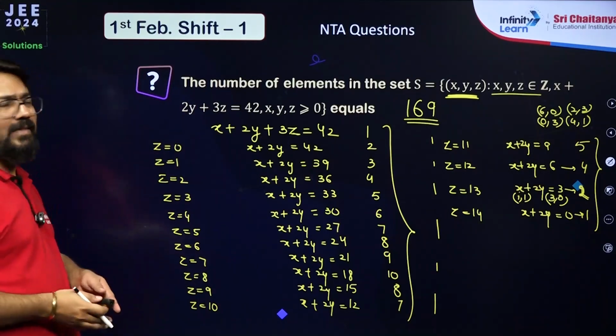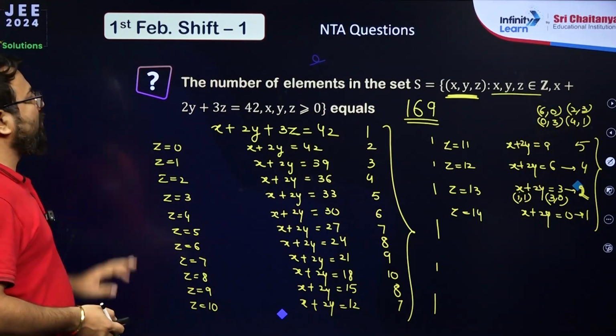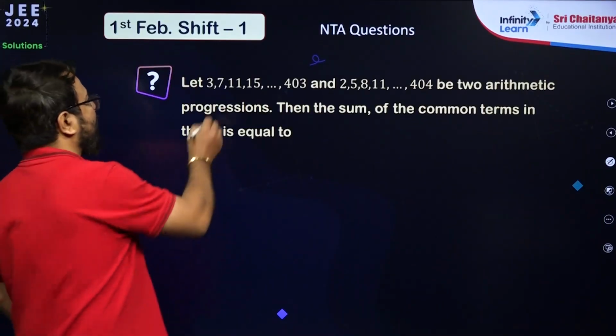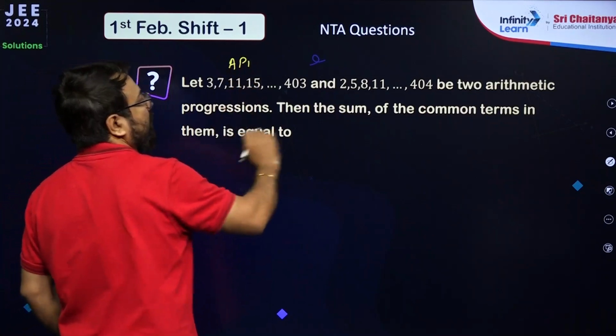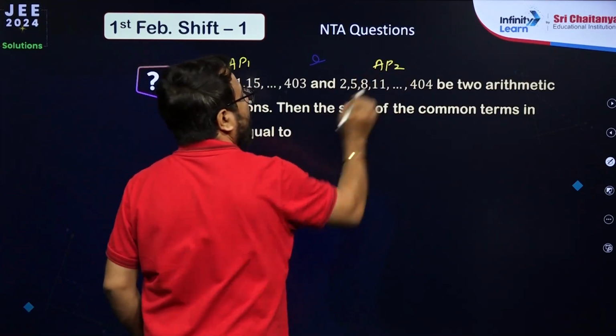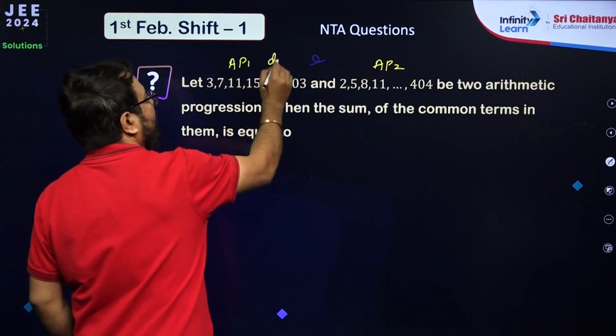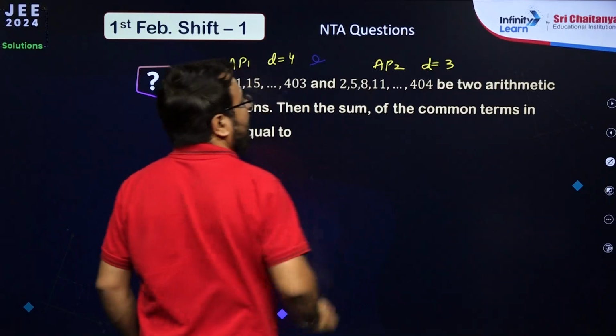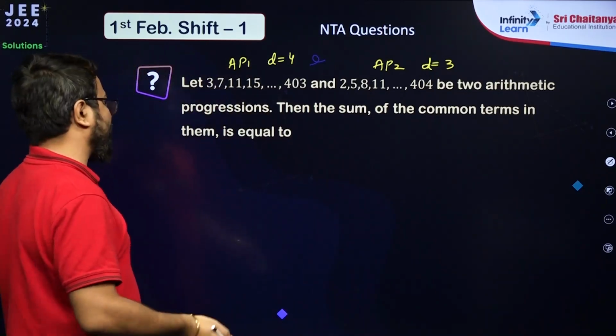I know that the question is lengthy, but yes, this is the process to do this question. Moving ahead to the next one, there are 2 arithmetic progressions. This is the AP1 in front of you. This is the AP2 in front of you. Okay, this AP is having the difference 4. This AP is having the difference 3. Now, let us talk about the common terms.